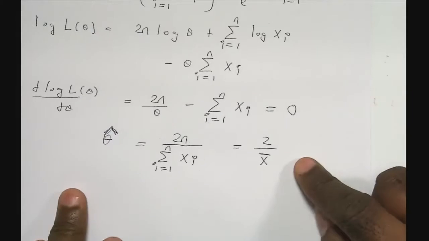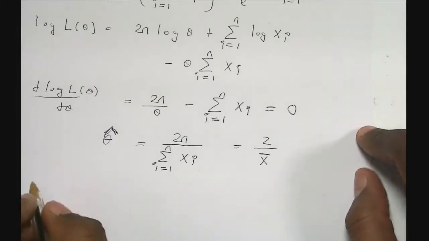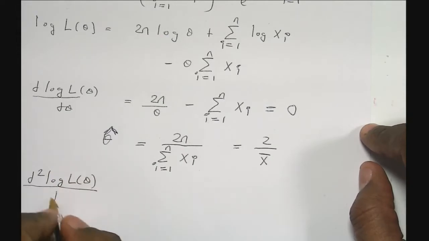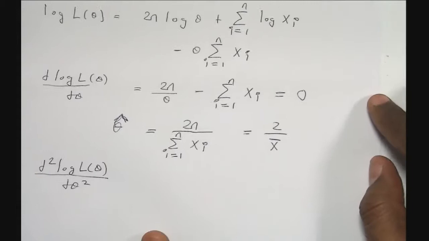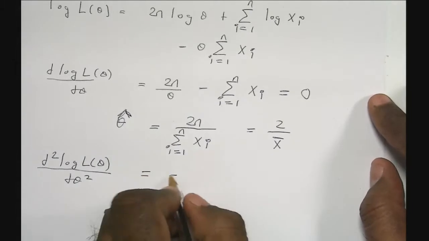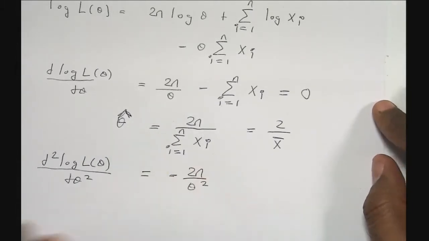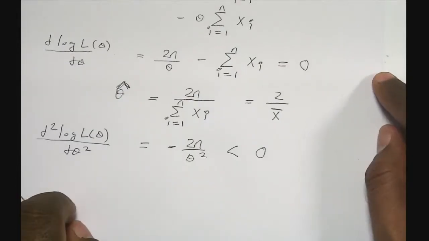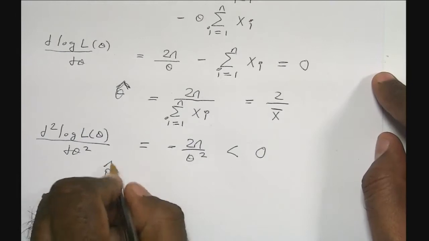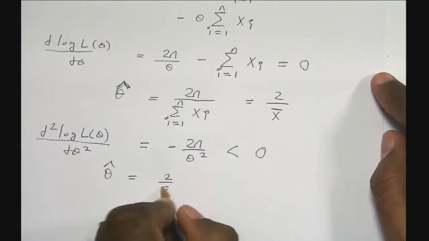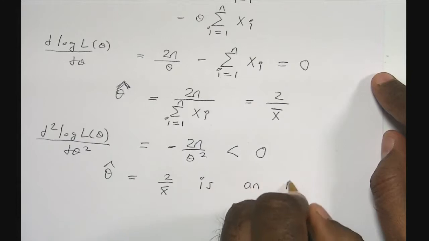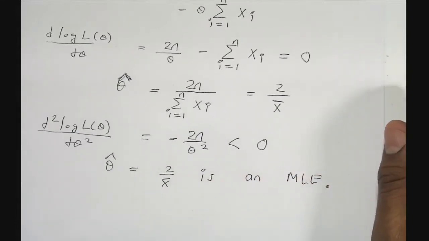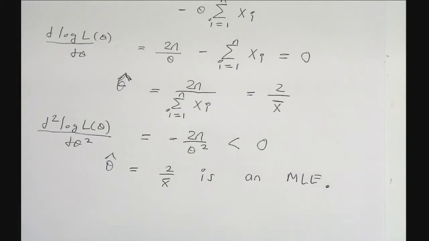Alright, now to make sure that this is an MLE, you need to do the second order derivative. Alright, and this will become this, right? And this is obviously a negative number. So since the second order derivative is negative, we can conclude that theta hat is an MLE. It's easy, right? Any questions, guys?